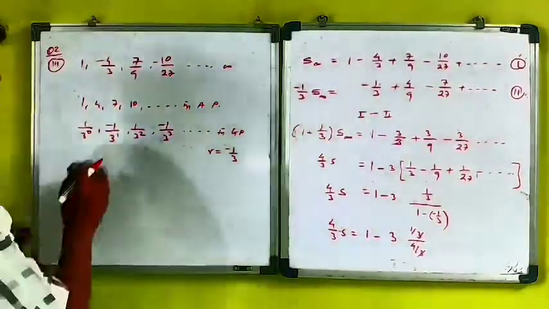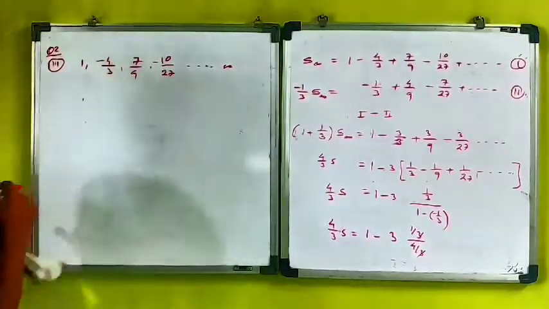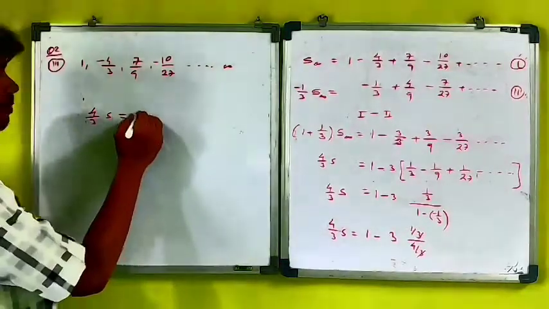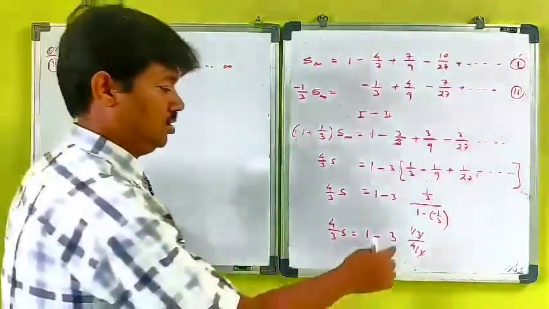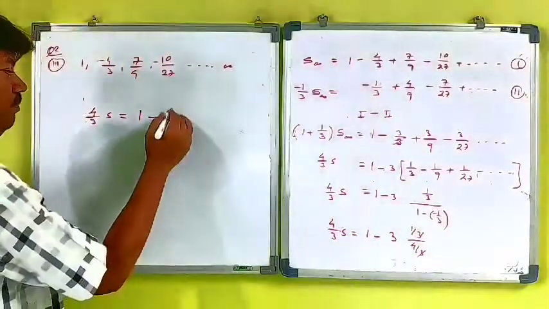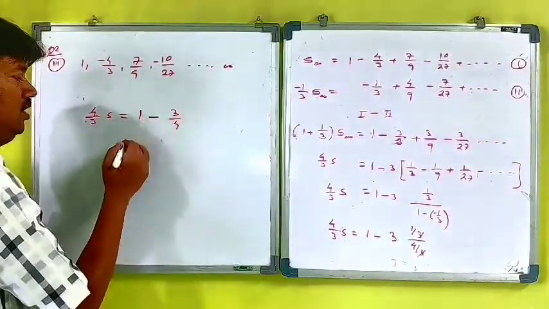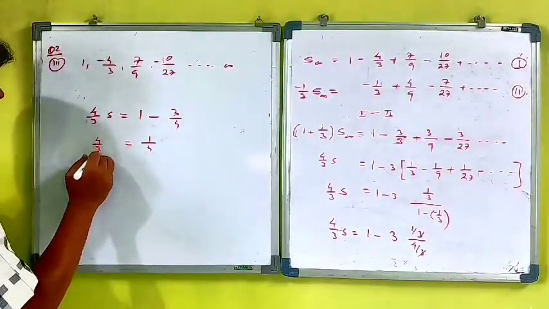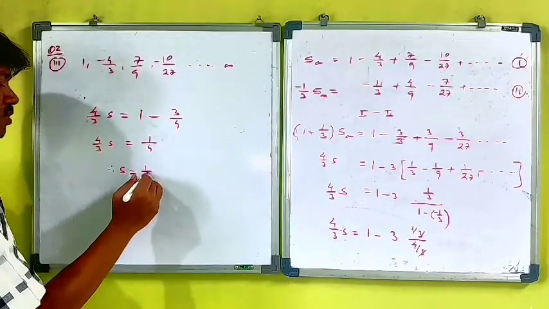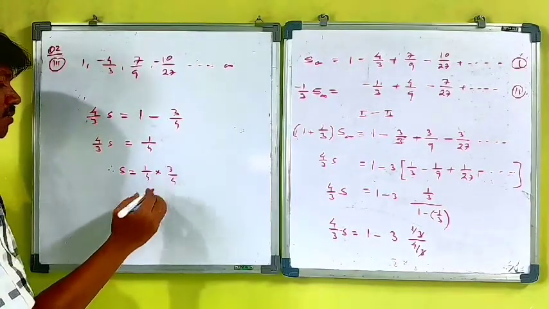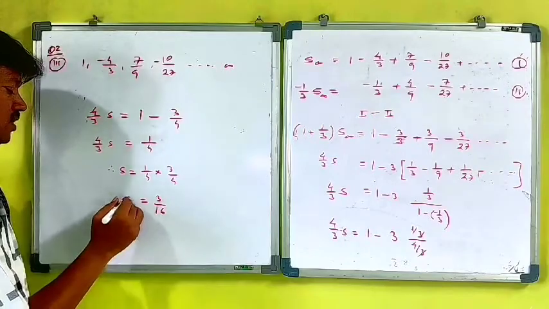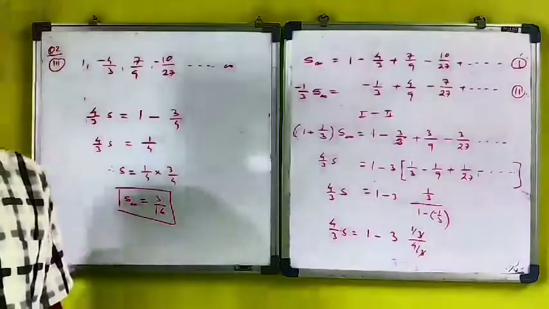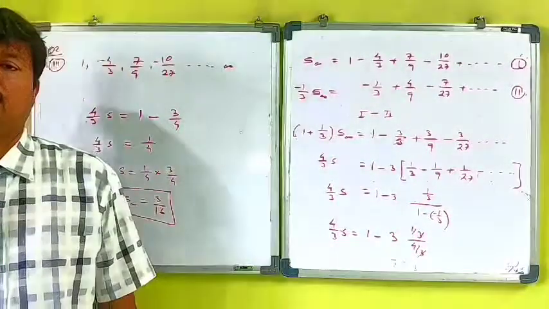So finally it will be 4 upon 3 S is equal to 1 minus 3, cancel, so it is 3 by 4. 4 minus 3, that is 1 upon 4. So 1 upon 4, 4 upon 3 S, so therefore S is equal to 1 upon 4 times 3 by 4, so it is 3 by 16. So that is the sum of infinite terms. His answer is 3 upon 16 for this particular question.